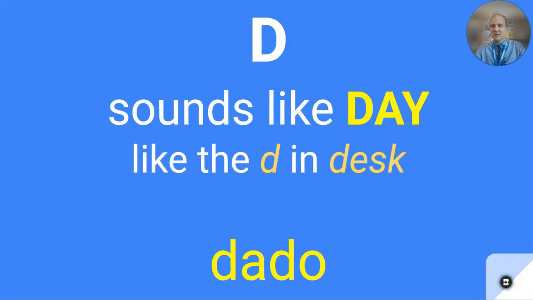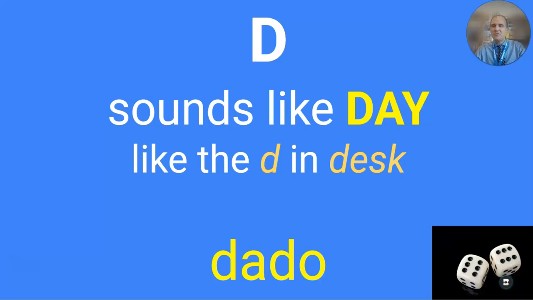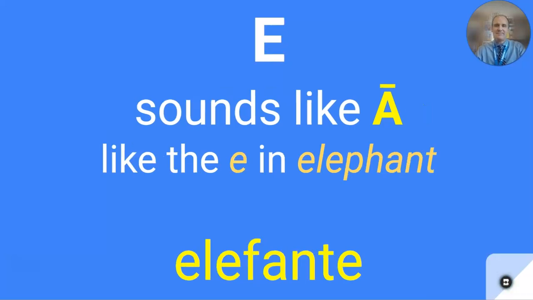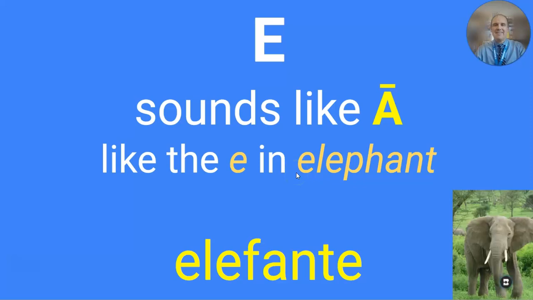De is the next letter in the Spanish alphabet, and it sounds like the English word day. All right, it sounds like the D in the word desk, and an example is dado, which we use dados for dice. E, and this can be a little confusing, so it's the letter E in Spanish, but it sounds like E. All right, that's what it sounds like. It sounds like the E in the word elephant. So an example is elefante.